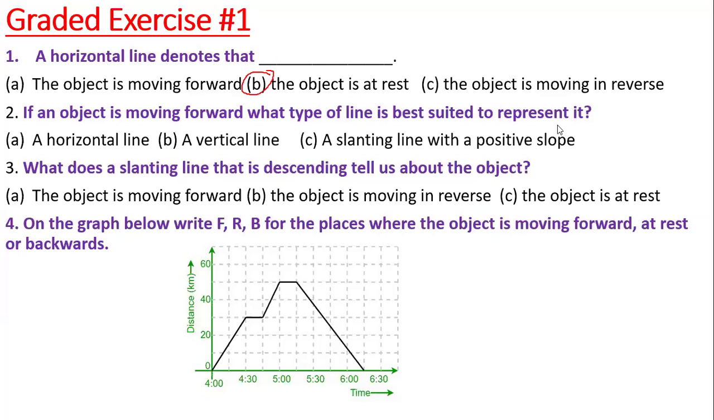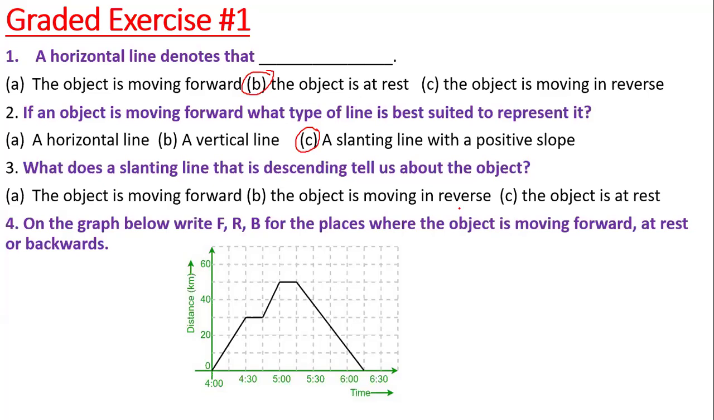C. A slanted line with positive slope. Why is that? Because that's what it says. That's why he put that answer. Yes, because if an object is moving forward, the type of line best suited for it is going to be the C, slanted line with positive slope. When we say positive slope, we mean that it's ascending: as time increases, distance increases as well.